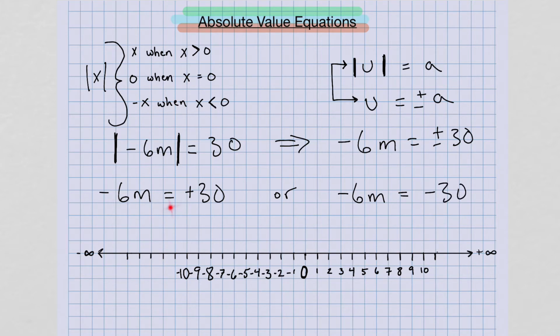Now solving this one, 30 divided by negative 6, we get m equals negative 5. Or here we have negative 30 divided by negative 6, m equals positive 5. This is how it works. When you're taking down these absolute value signs, you need to replace them with plus or minus here.